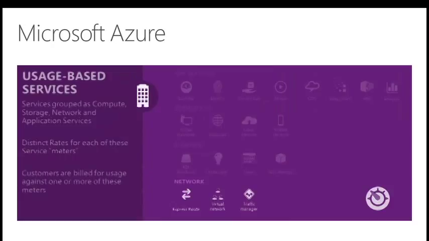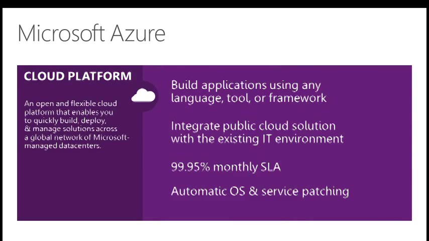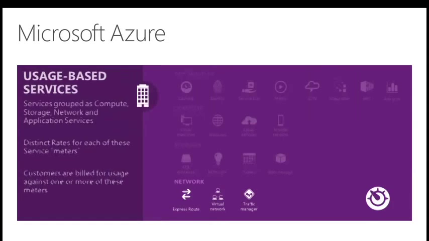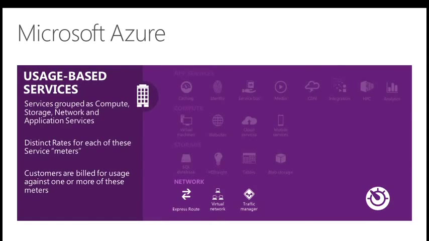We've got a 99.95% monthly SLA, and if you're using our cloud services, so things such as websites, we've got automatic OS and service patching. Everything that we do on Azure is based on usage-based pricing. So John mentioned earlier, it varies from service to service as to how those are charged. With your networking services, things such as ExpressRoute provide you the ability to automatically connect your internal network up to Azure, and those services are typically priced on a per month basis.